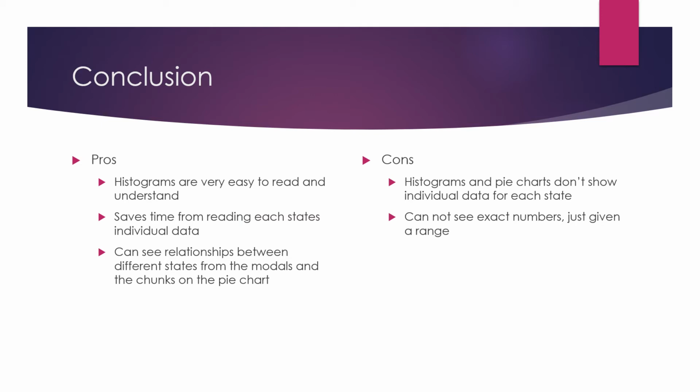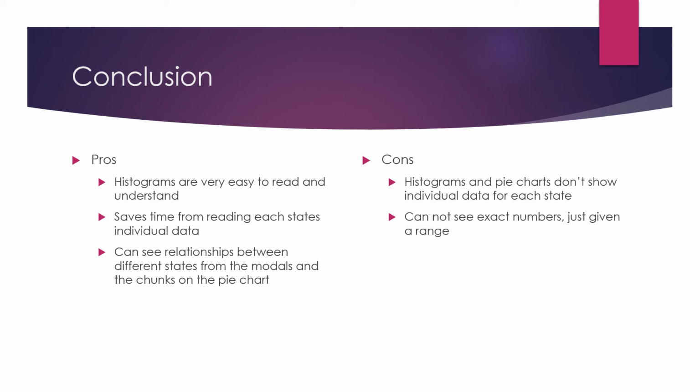Some of the pros to both the pie chart and the histogram were that they're really easy to read and understand. They categorize everything really well, it's simple, and it saves you time from having to go through a list of 50 states to see the individual data. It also shows a much better relationship with the modes or the chunks on the pie chart, to see what categories have the most info in them.